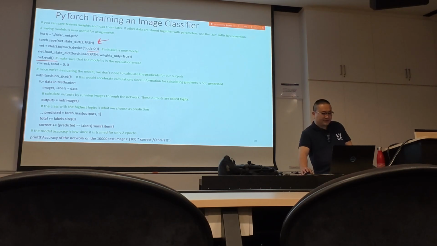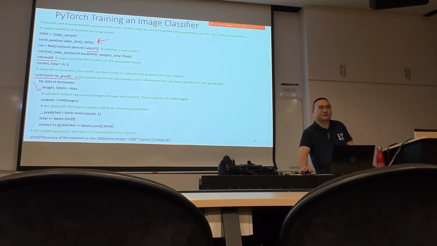Okay. And finally, we can start evaluation. So during evaluation, we don't need to calculate any gradients. So this can speed up the calculation. So normally we set up the context with torch.no_grad. Therefore, inside this with statement, no gradients will be calculated. This can save a lot of calculation.